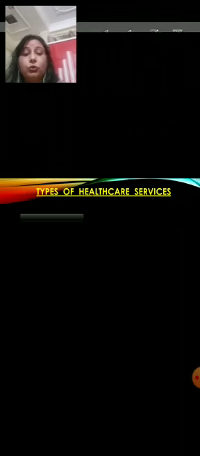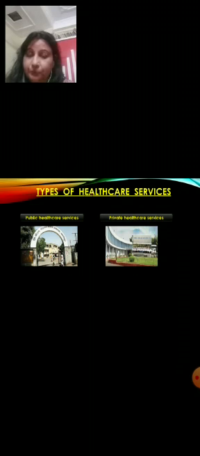So I will show you two pictures here, one from our own city. One is of public healthcare services, this is MGM hospital, and another is the picture of a private healthcare service, that is TMH. Now we will study in detail about these two types of healthcare services. First is public healthcare services.